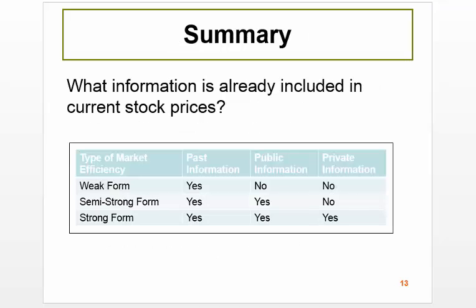If I was going to ask a question, it's probably going to be a big picture question. What information is already included in current stock prices? So, I made this table for you. It shows the three different forms. It shows you that the weak form considers all past information, but it doesn't say that public information or private information is already priced into current stocks. Semi-strong form goes a step further. It adds the public information into current stock prices, and then the strong form says that all information is basically locked into the current stock prices.